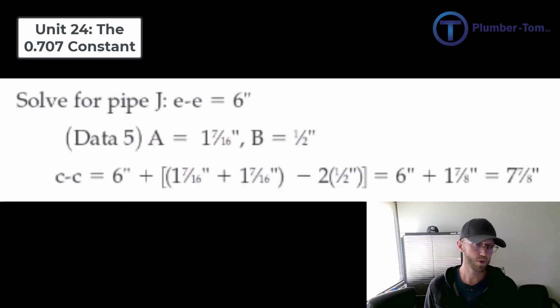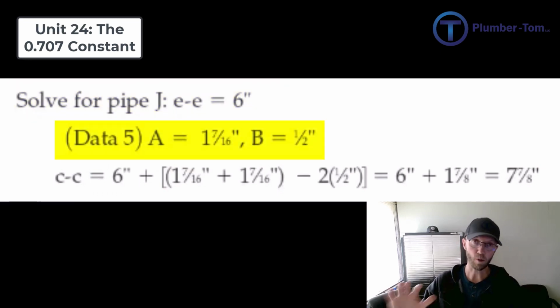All right, let's step through this. If we solve for J, we're given the end-to-end measurement is 6. We go back to data table 5 and we're looking at our 45-degree fittings for our 1.5-inch threaded pipe, and we're going to find that our face-to-center measurement is 1 7/16, and we're going to subtract off a half for where the pipe threads into the fitting.